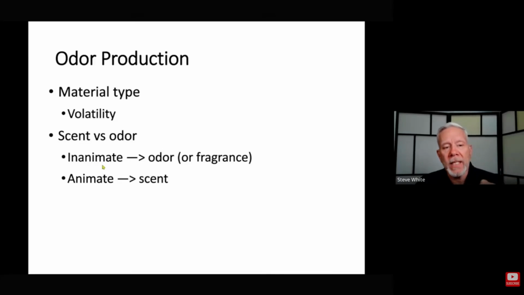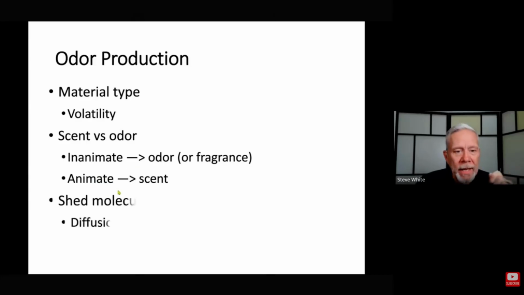Now, a subclass of odor are the things that come off of animate objects, things that are alive, things that move: dogs, cats, people, but even bacteria and bed bugs and things like that all produce a scent that a dog can detect. And that scent shares some characteristics with the odor coming off of the inanimates. In other words, it's about how they interact with the air and get carried from there. So, that being said, let's talk about those shed molecules.